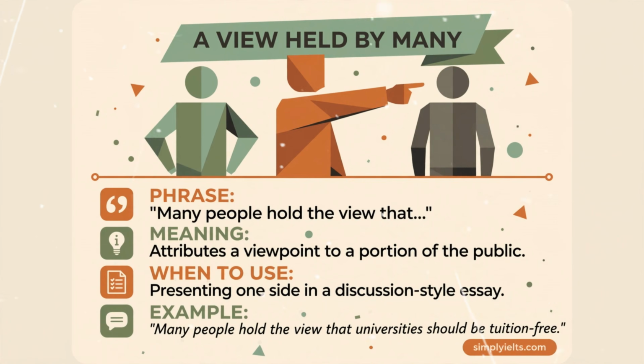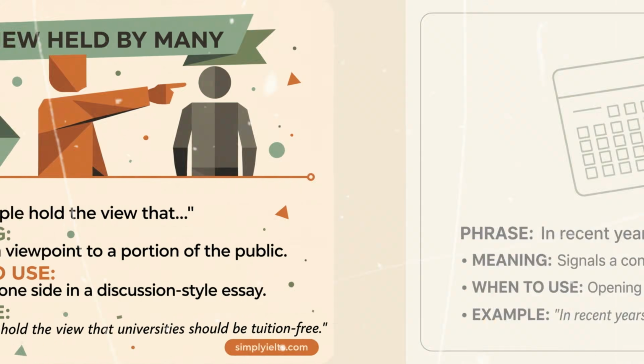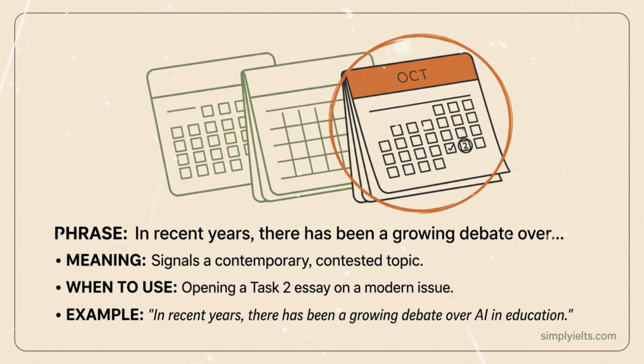To attribute a viewpoint to a specific portion of the public in a discussion-style essay, you can use the phrase, many people hold the view that. For instance, you could write, many people hold the view that universities should be tuition-free. If your essay focuses on a modern issue, use the phrase, in recent years, there has been a growing debate over. This signals a contemporary and contested topic. For example, in recent years, there has been a growing debate over AI in education.